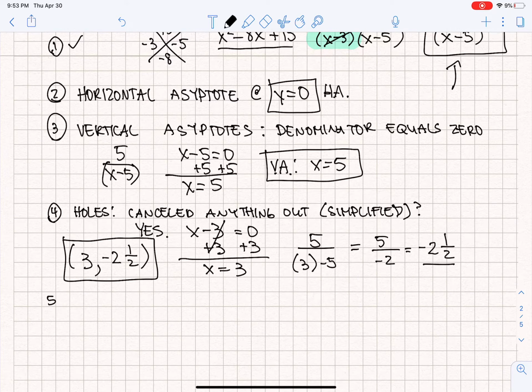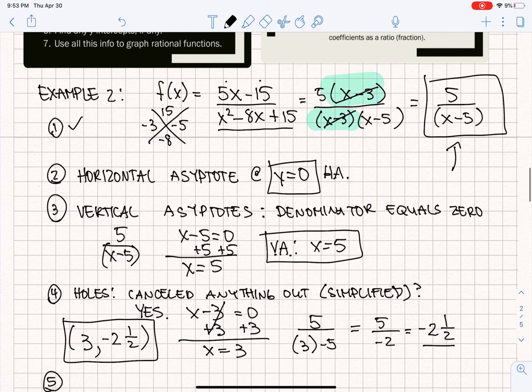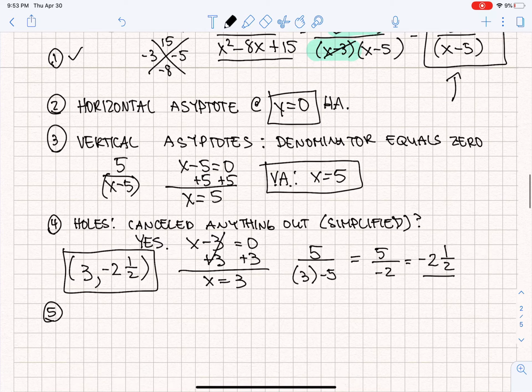All right, let's go to the next part. The next part is our x-intercepts. To find the x-intercept, we set our numerator equal to 0.